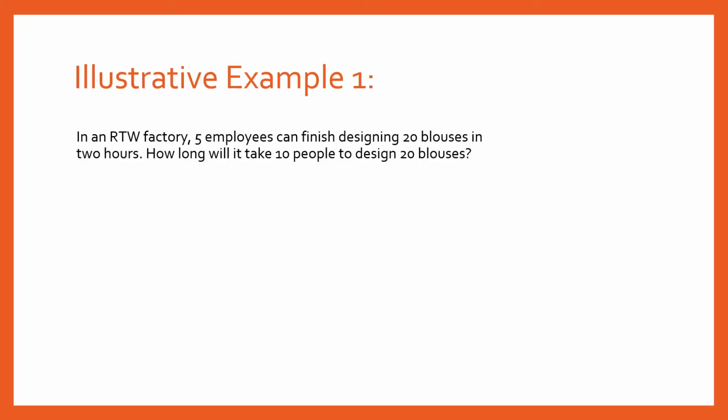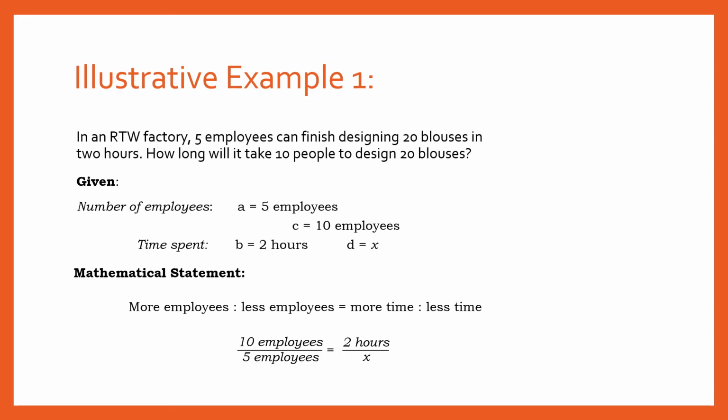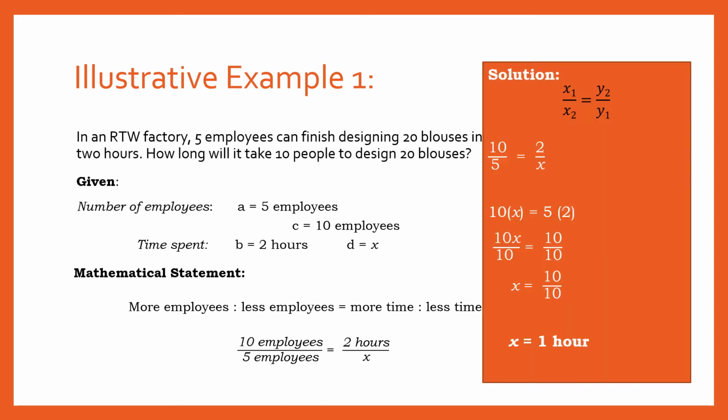Our first example for inverse or indirect proportion: in an RTW factory, 5 employees can finish designing 20 blouses in 2 hours. How long will it take 10 people to design 20 blouses? So these are the given, and this is the mathematical statement. Now let us solve this by using this formula: x sub 1 over x sub 2 is equal to y sub 2 over y sub 1.